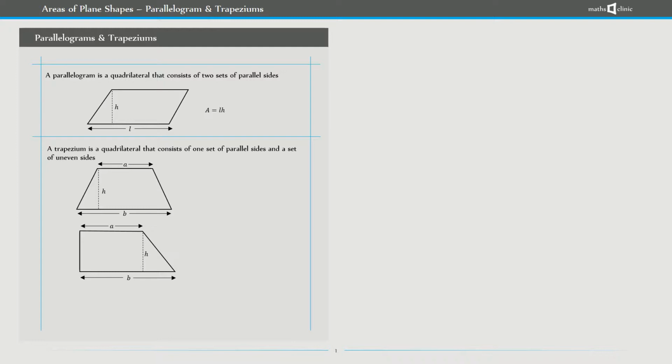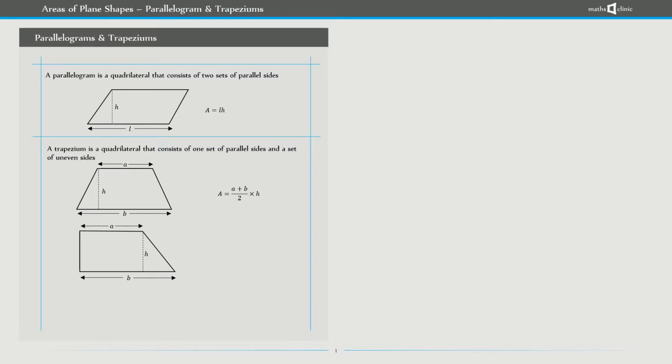You can have them the way you have in the first diagram, or you can have one as completely vertical and then the other one slanting. They pretty much come in different forms, and if you were to find the area of a trapezium, you would use this formula: A equals (a plus b) divided by 2 multiplied by h.